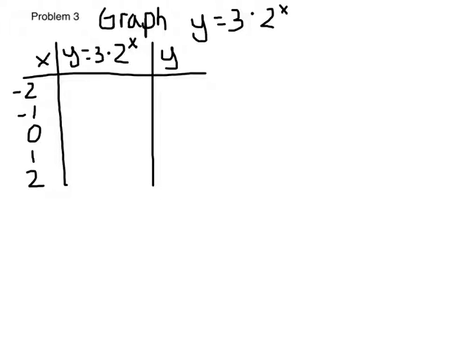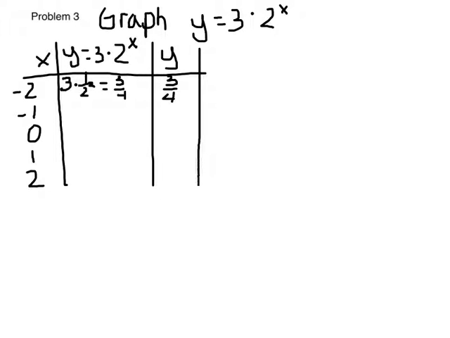If I plug in -2, I end up with 3 times 2 to the -2 power. Since it's a negative power, we need to flip it over to make it a positive power. So that's 1 over 2 to the positive 2 power, which is the same thing as 1 over 4. 3 times 1 over 4 is 3/4. So we'll put 3/4 over here.